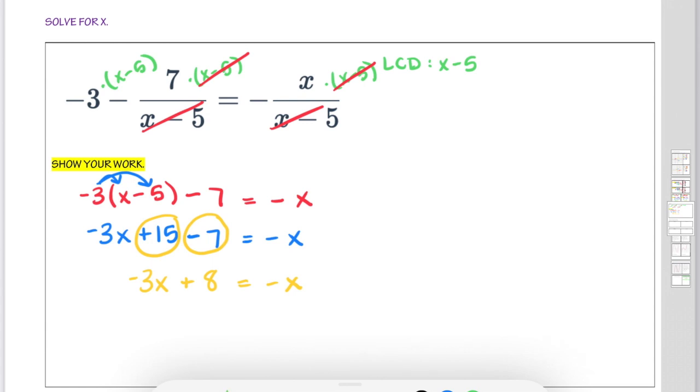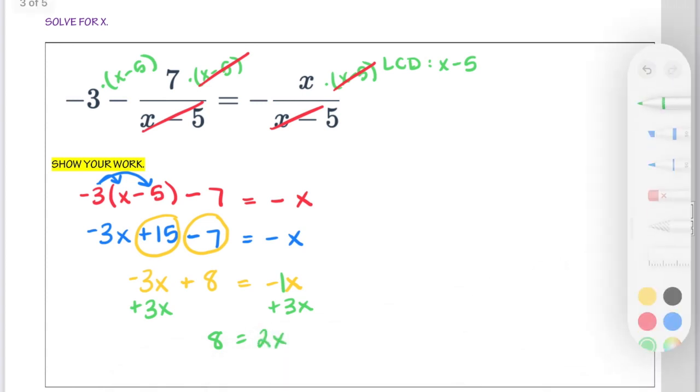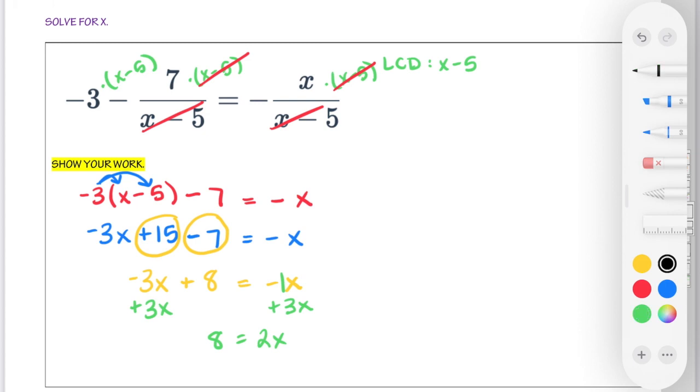Finally, I need to move all my x terms to the same side and my constants to the same side. Normally, I move my x's to the left, but I don't want to move the only term on the right side because then I'll have a 0 over there. Instead, I can just move the negative 3x by adding 3x. That'll save me a little extra time, even though it'll be on the right side. That's fine. So when I add 3x on both sides, I'm left with 8 equals negative x plus 3x. So that's like a negative 1x plus 3x. Negative 1 plus 3 gives me 2. So I have 2x. And then my final step is to divide by 2 on both sides to get x by itself.